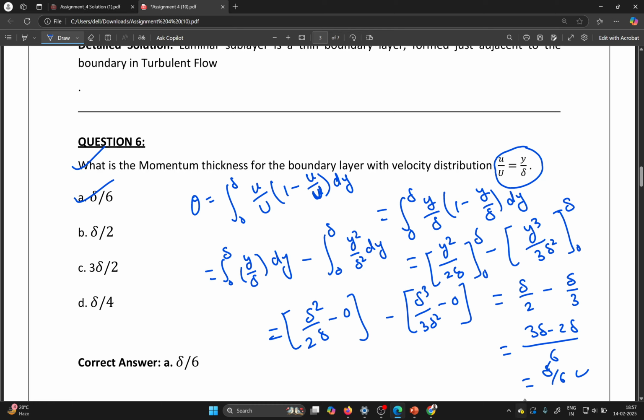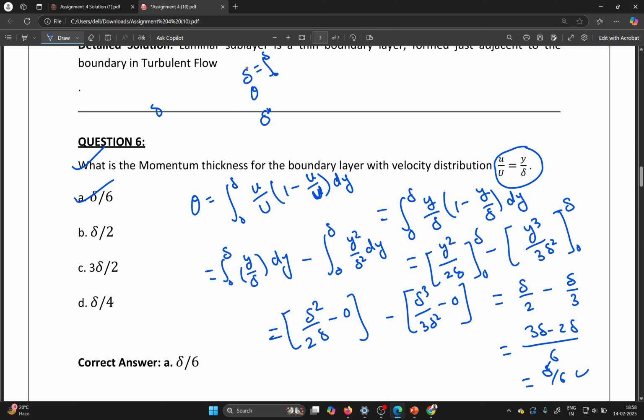all your answers. Whatever you are calculating, whether displacement thickness, momentum thickness, or energy thickness, you need to follow a similar procedure. The formula you know already. The boundary layer thickness is delta, but we are talking about the displacement thickness, which is from 0 to delta.